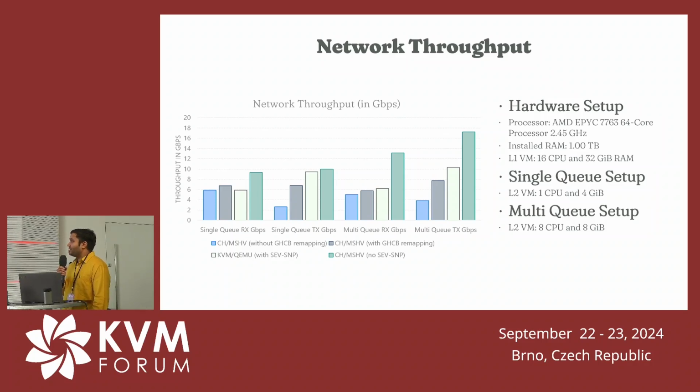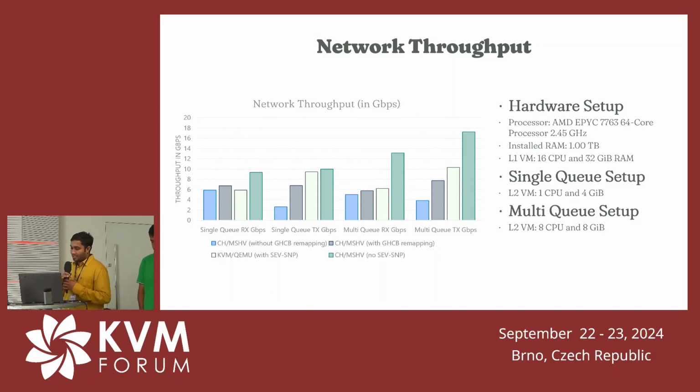So what are we comparing? We're comparing 4 different scenarios. The first one is a plain vanilla nested VM. It's not SEV-SNP enabled, but just a nested L2 guest, which is run on top of Cloud-Hypervisor and MSHV. The second one is KVM QEMU with SEV-SNP nested. The last two are very MSHV specific. One is with GHCB remapping and the other is without GHCB remapping.